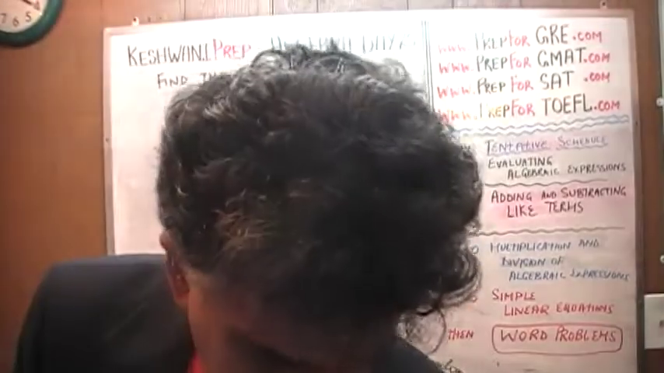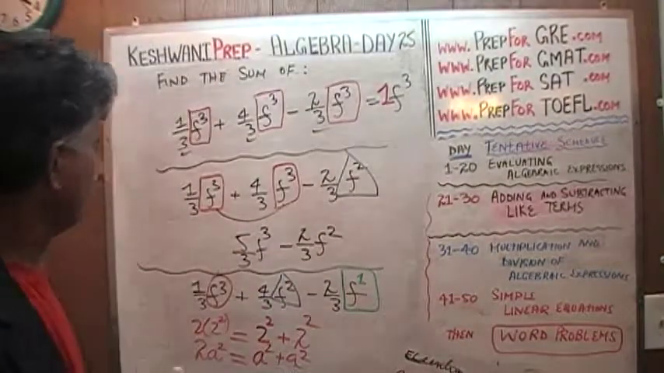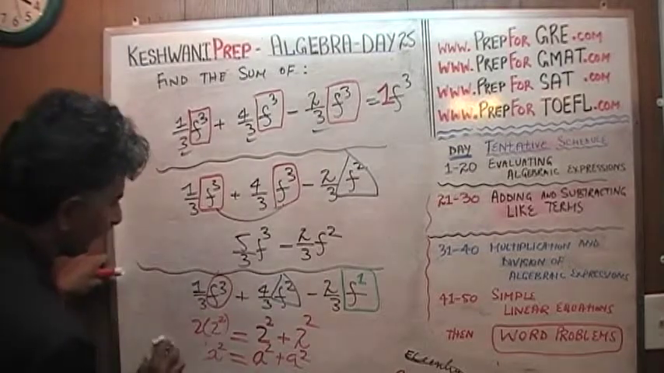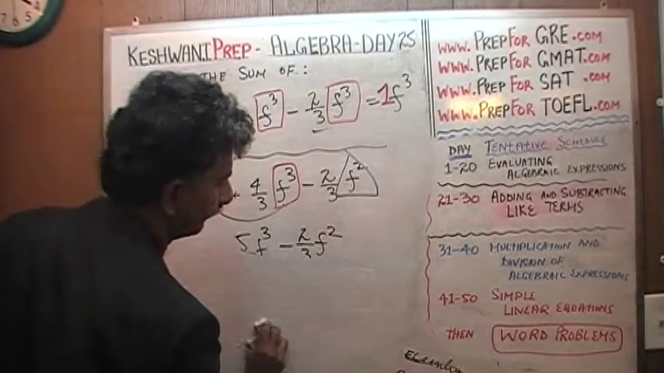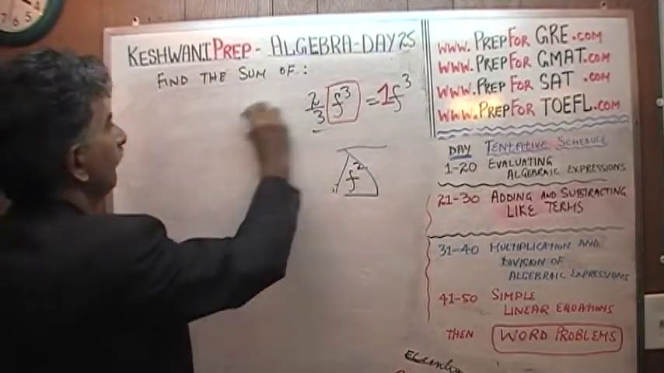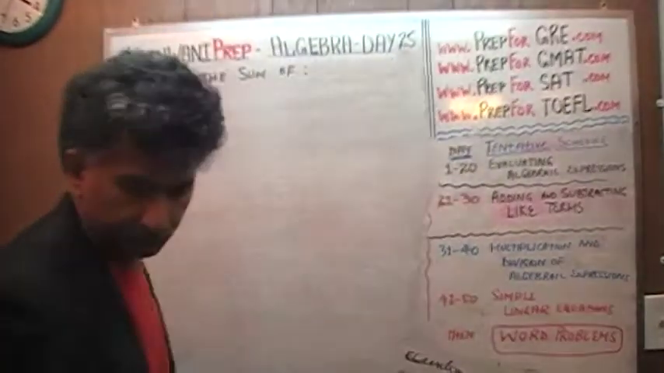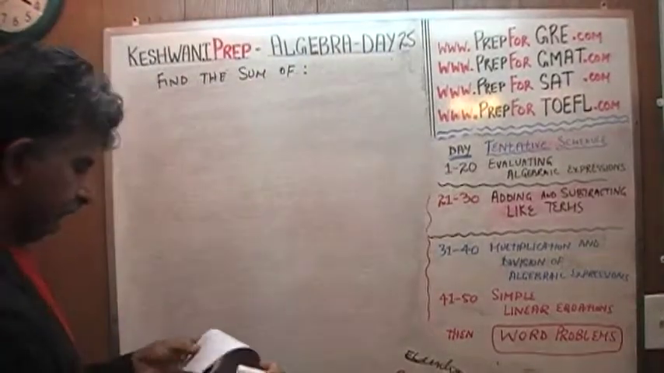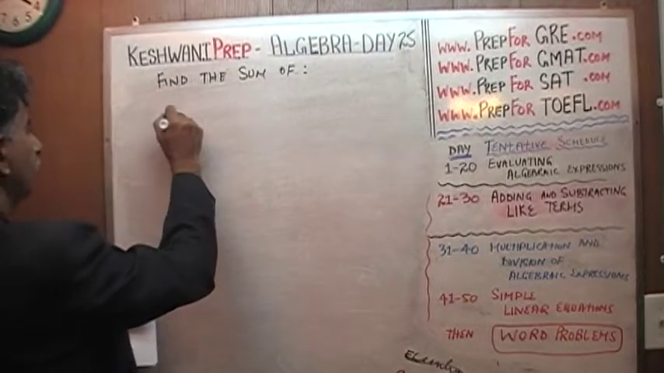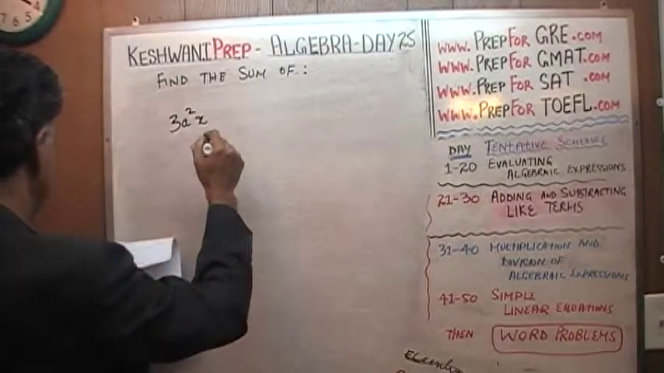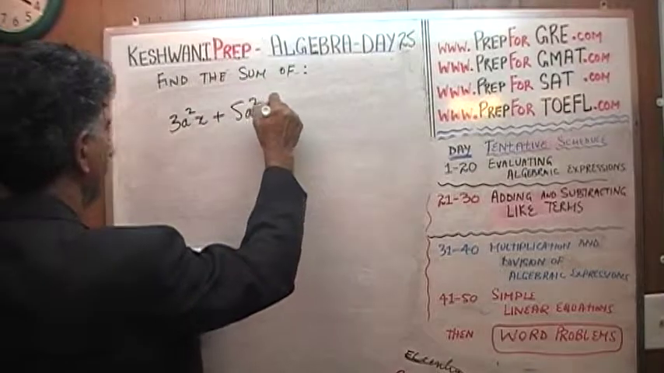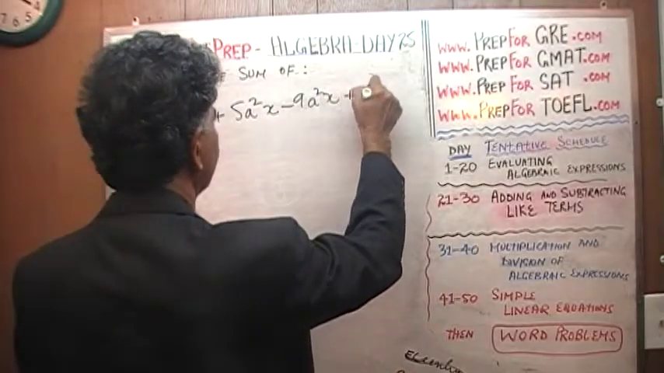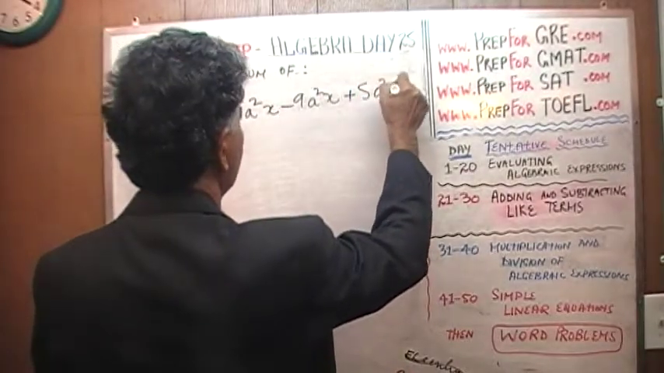Let's do one more. Let's go to the next problem. I'm done with this particular problem. Let's go to the last one. 3a squared x plus 5a squared x minus 9a squared x plus 5a squared x.